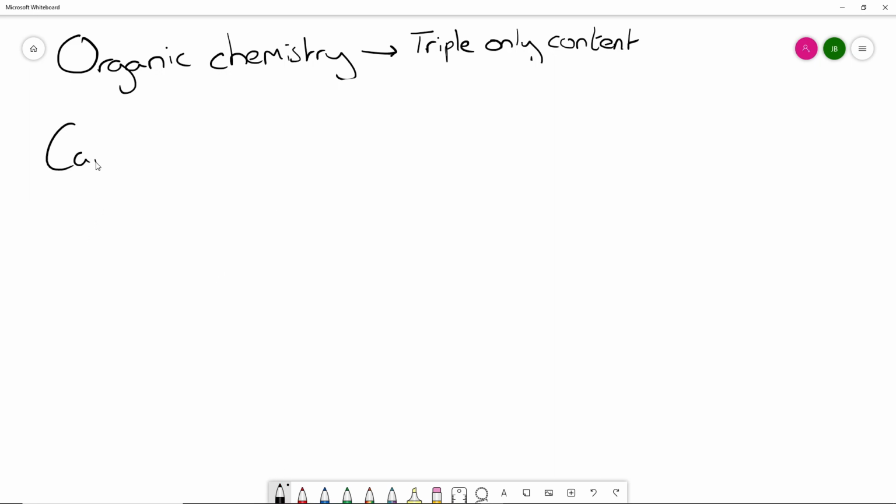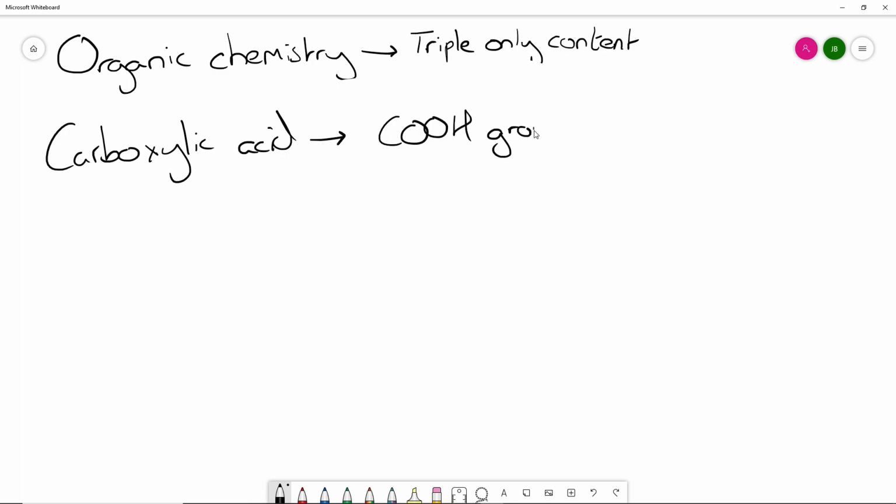So, carboxylic acid. It has a COOH group, and that's how you would define it. That looks like C double bond O, OH, and that's how you describe this type of group. Now, these are weak acids. Hydrochloric acid, sulfuric acid, phosphoric acid, these are all strong acids, whereas carboxylic acids are weak acids.